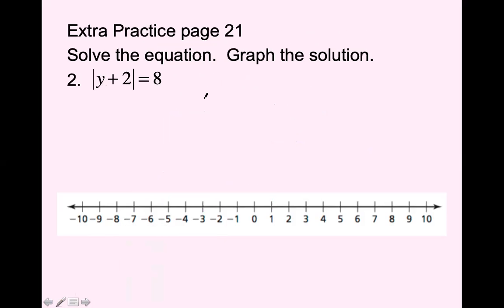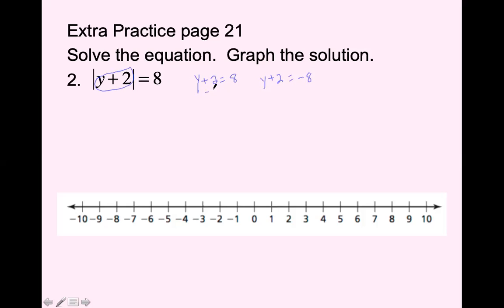So one of which is y plus 2 equals 8, or it could be that what's inside, y plus 2, equals -8. Notice I don't change the signs of anything that was in the absolute value. I keep it just like it is. The only thing I'm changing is whether this value is a +8 or a -8, because both of those have an absolute value that's equal to 8.